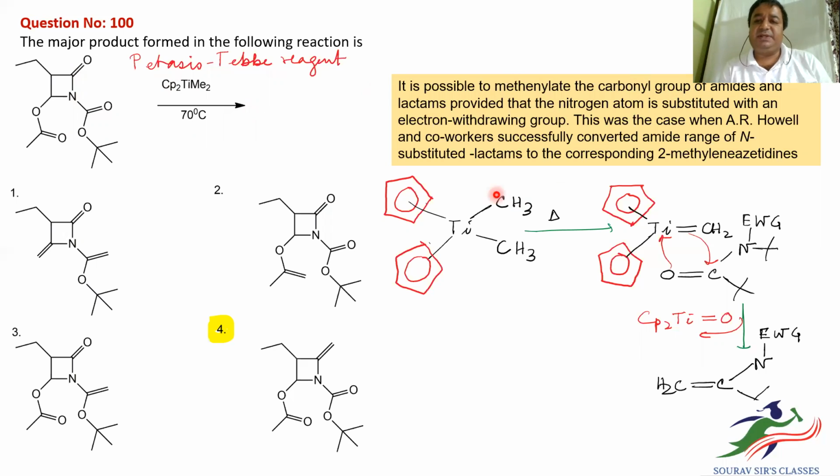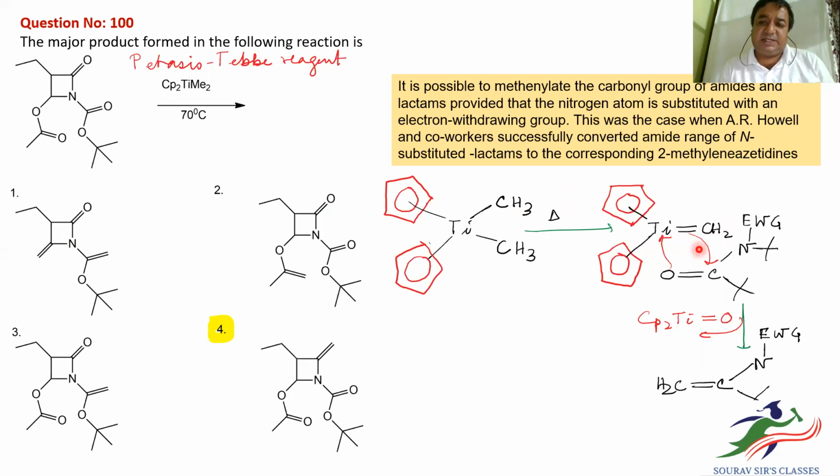So what happens over here is that this titanium that is joined to methyl and to cyclopentadienyl, under heating conditions in toluene or benzene, gives away CH4, and a Ti=CH2 double bond is formed.